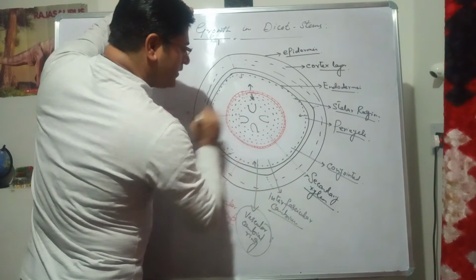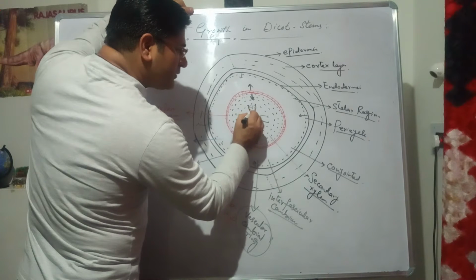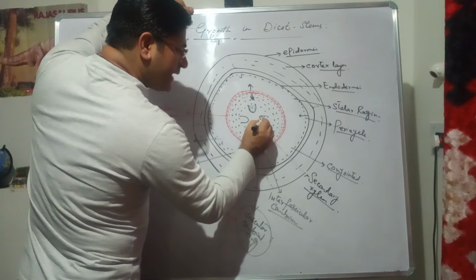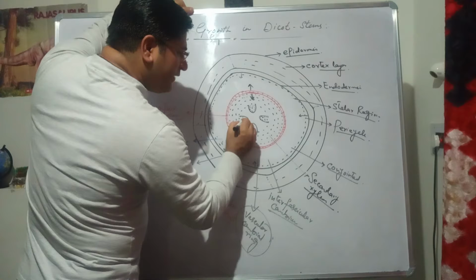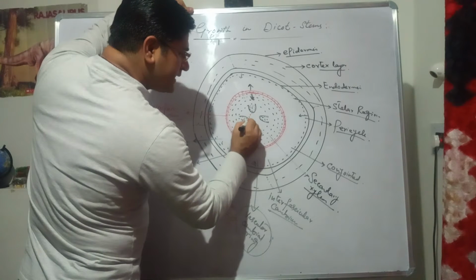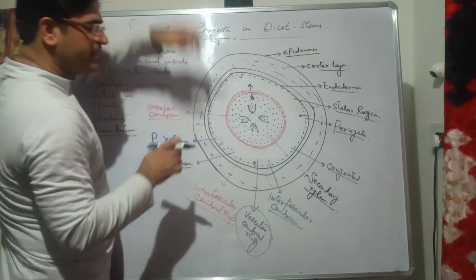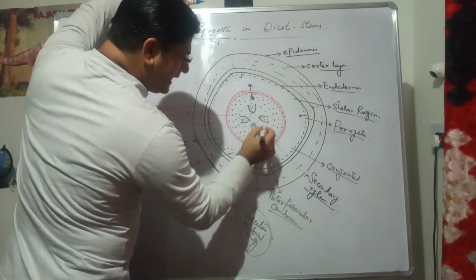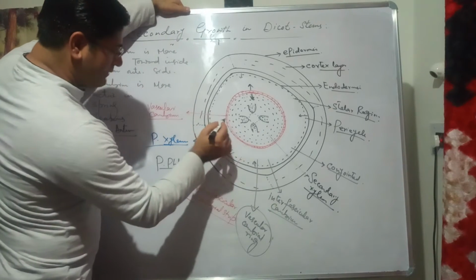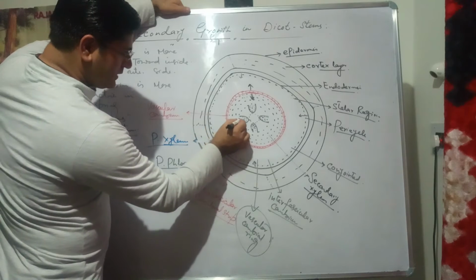Okay, so here will be the primary xylem within the vascular bundle. Primary xylem will lie very nearby to the central pith. This is the central pith. So nearby to the central pith, the primary xylem will remain here. Now it's a primary xylem. Okay, this will be the primary xylem.